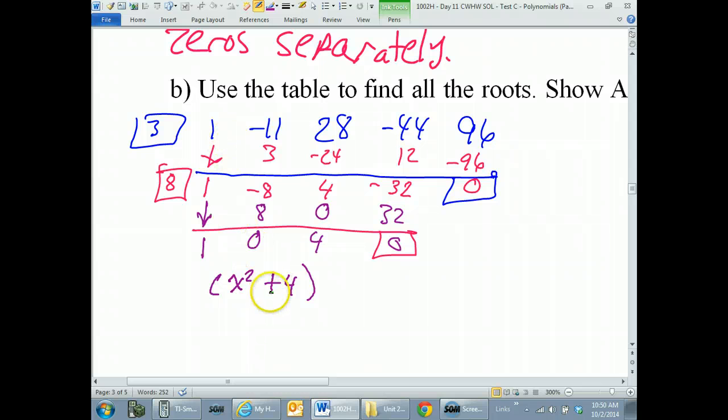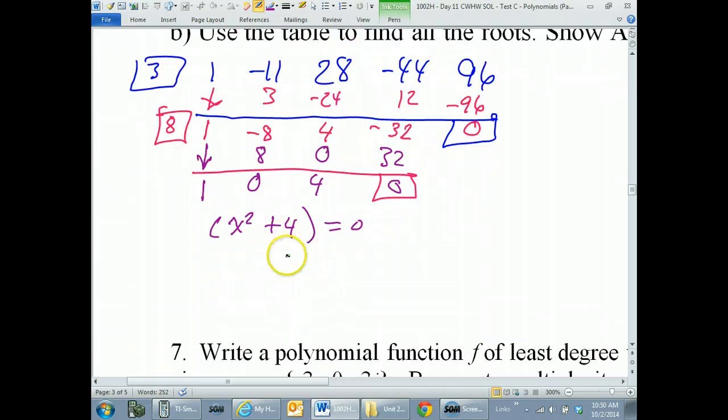Yeah, so this can't factor any further, so what am I going to do? Exactly. Just go ahead and set it equal to 0 and solve it out. If I subtract 4 from both sides, that's going to give me x squared equals negative 4. What do I do now?